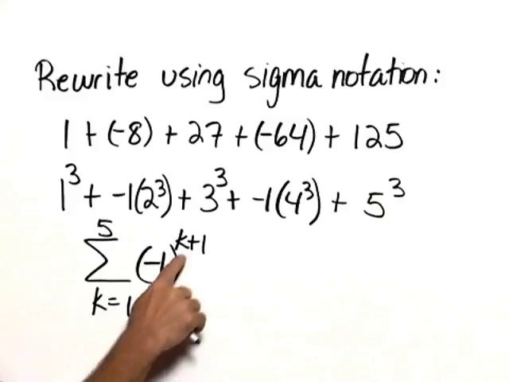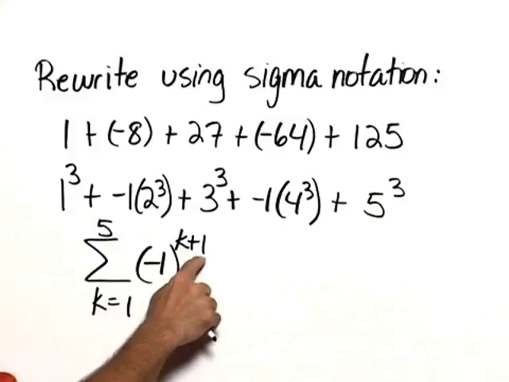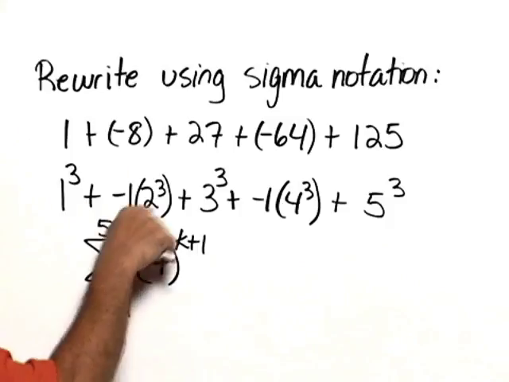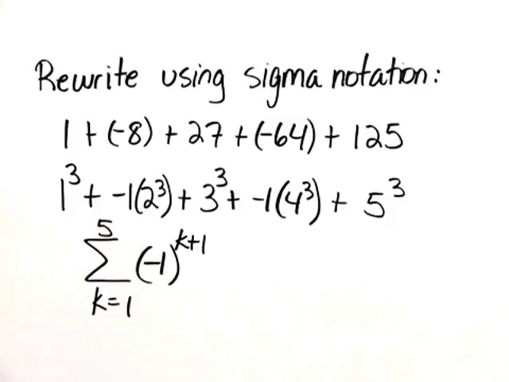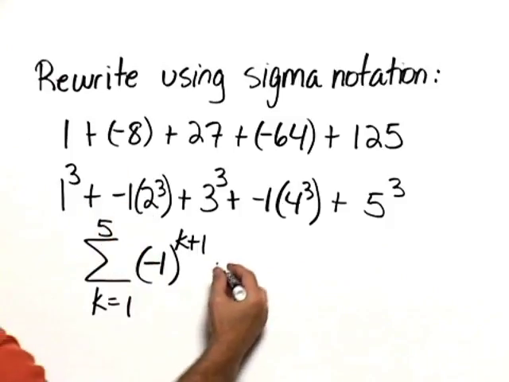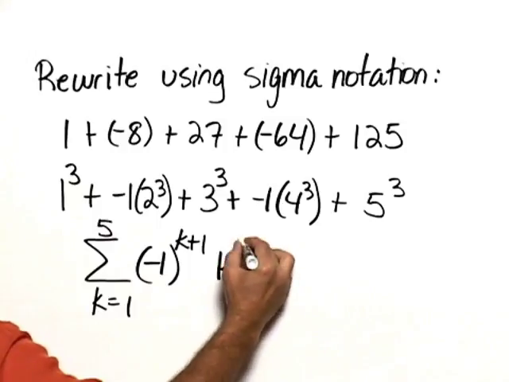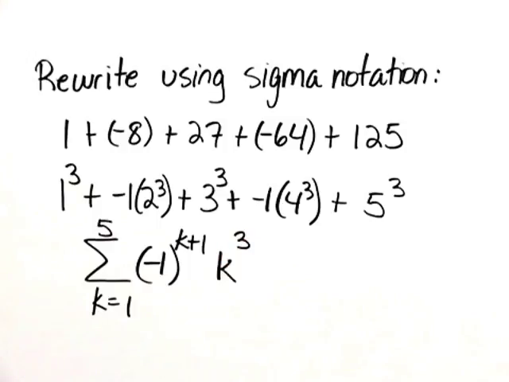Whereas if k were 2, it would be negative 1 cubed, giving us negative 1 for the second term. So that's good. And now what we have is the actual term number cubed. So the result is the summation from k equals 1 to 5 of negative 1 raised to the k plus 1 times k cubed.